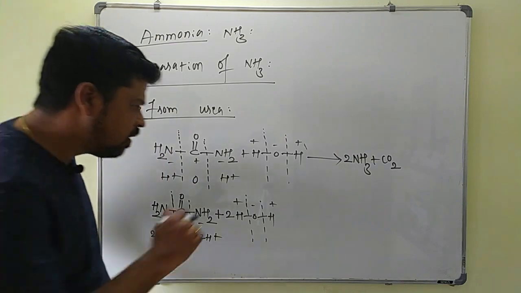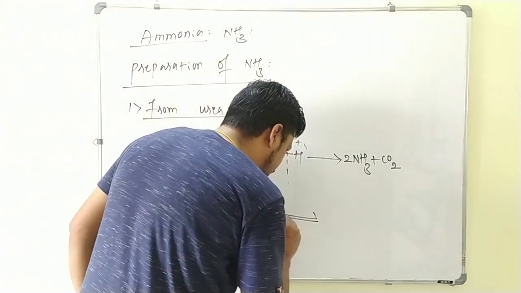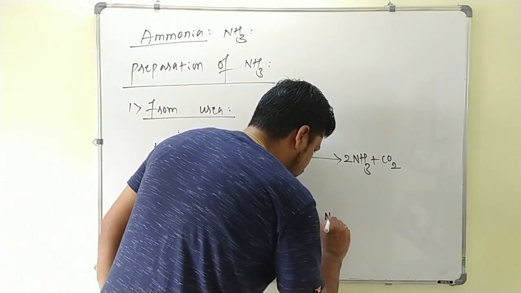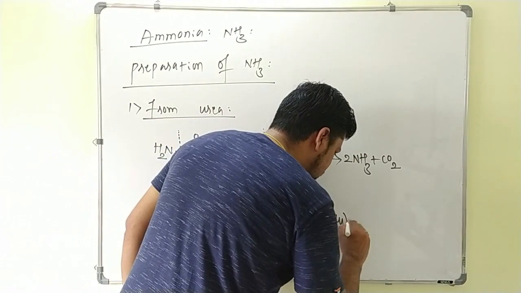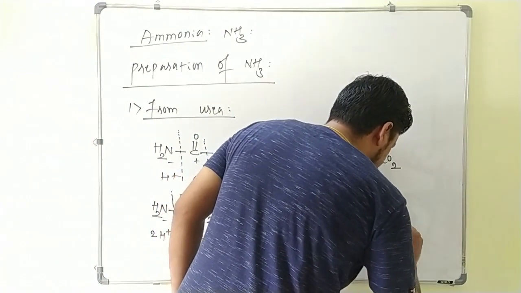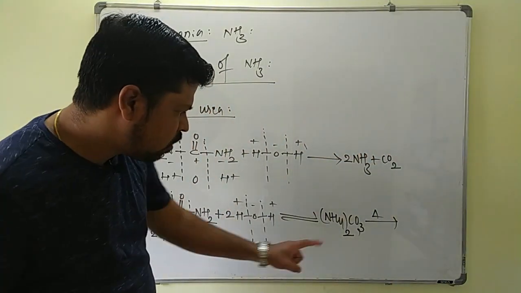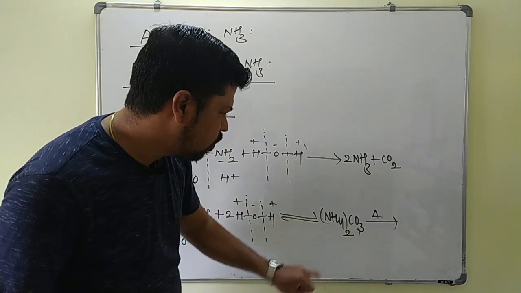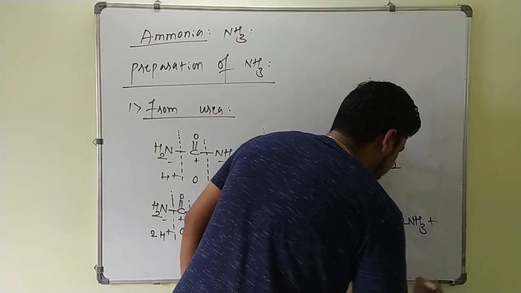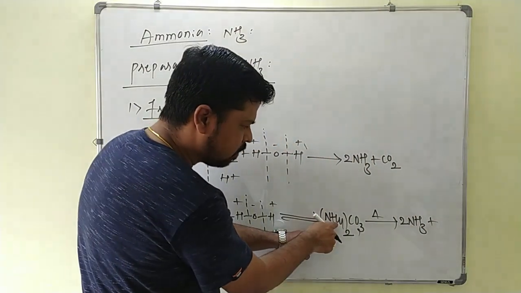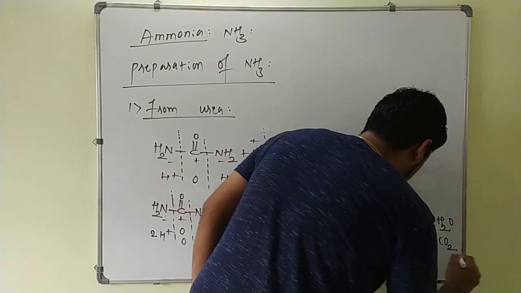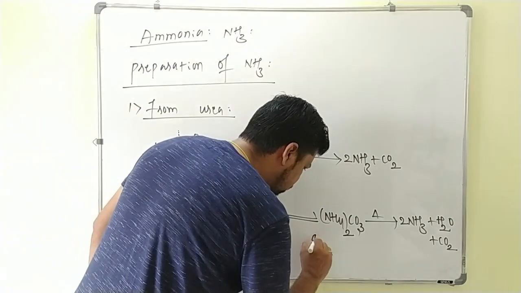This is NH4 plus, and this becomes CO3 minus 2. Therefore, first there is a formation of ammonium carbonate. 2 times ammonium ion here, and one carbonate ion is there. So this is NH4 twice CO3, ammonium carbonate. This ammonium carbonate on further heating gives 2 moles of ammonia, H2O and CO2. From this one you write 2 moles of ammonia plus the remaining 2 hydrogen, which combines with 1 oxygen to form water, plus CO2. So first there is a formation of ammonium carbonate.